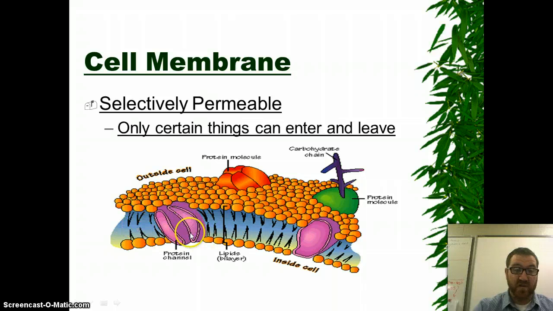We have protein channels. We have lipids that are composed in two layers, or known as a lipid bilayer. This is going to allow for certain things to squeeze through that layer or not be able to move through that layer. You also have a lot of other things attached to the outside of the cell, like carbohydrate chains for energy, or which will maybe eventually be used for energy. You've also got other protein molecules that are doing jobs within the cell membrane as well.